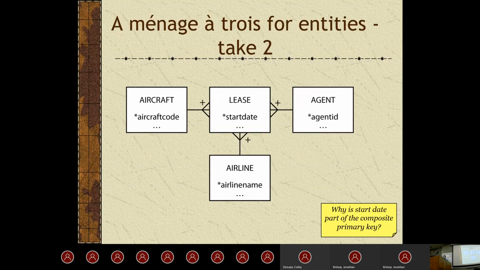So we can actually greatly simplify this. So instead what we're going to do is we're going to have aircraft, airline, and agent, and they're all going to come together, and they're going to form a lease. So the lease, in this case, has a very composite primary key. Can anyone tell me what the composite key for lease would be? Okay. And what else? Okay. And what else? Okay. Anything else we want to have inside of here?